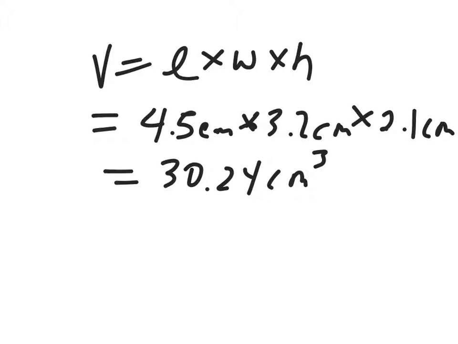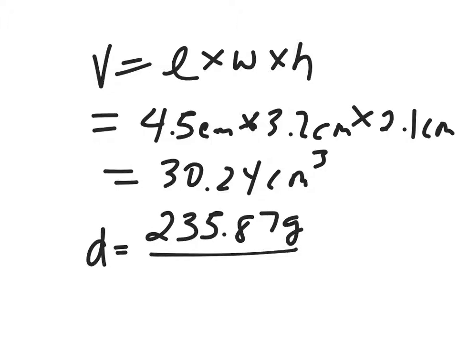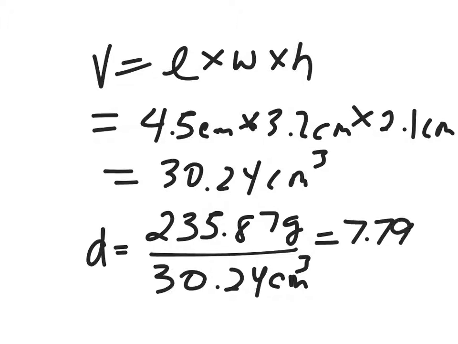on significant digits. So now that I know the mass and the volume, I can calculate the density of my metal cube. So I take the mass, which was given to be 235.87 grams, and I divide it by the volume, which was 30.24 centimeters cubed. I get a density of 7.79993 grams per centimeter cubed.